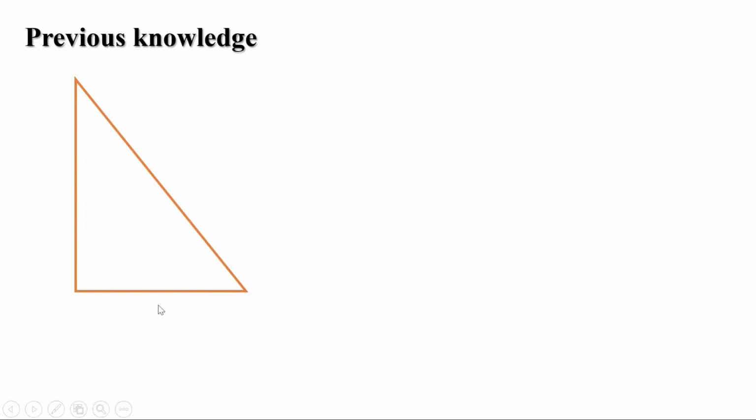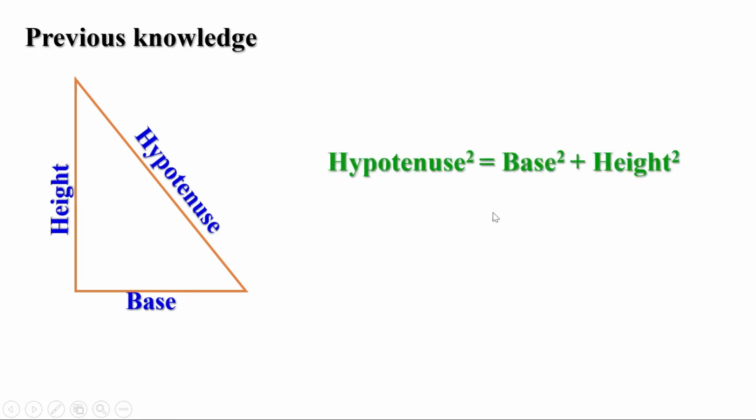This is a right angle triangle and this side is called base, this is called height or altitude, and this is called hypotenuse. And we know hypotenuse square equal to base square plus height square, or base square plus altitude square. You know how to find square root.